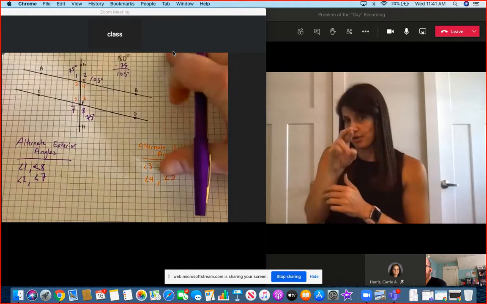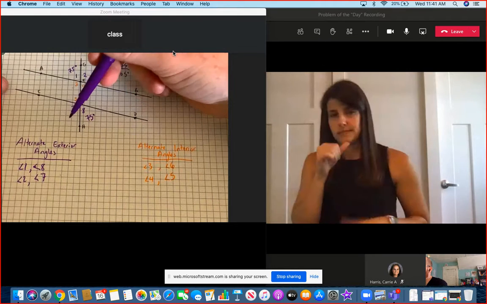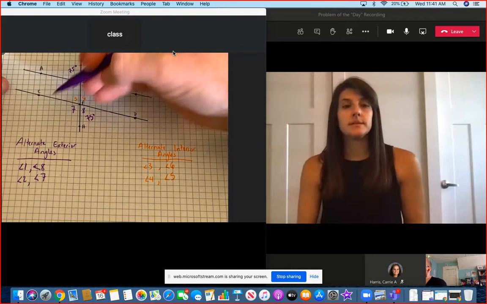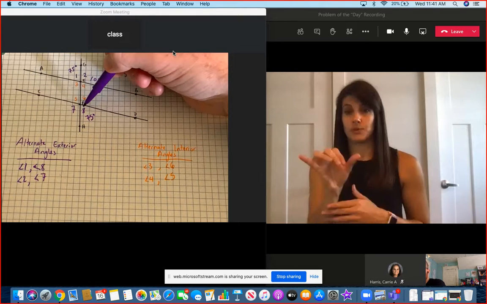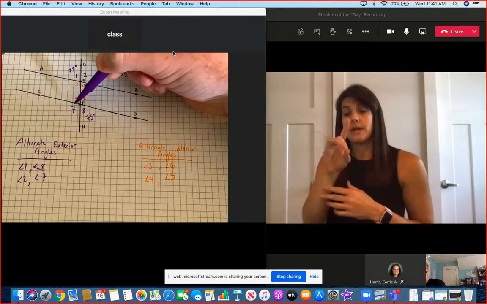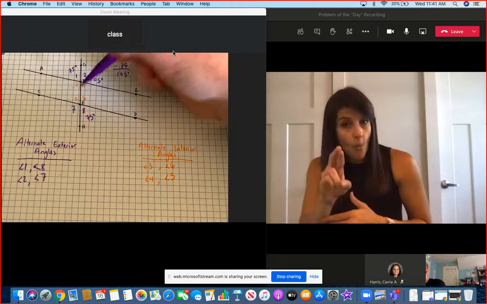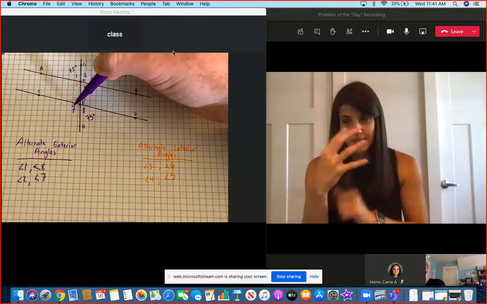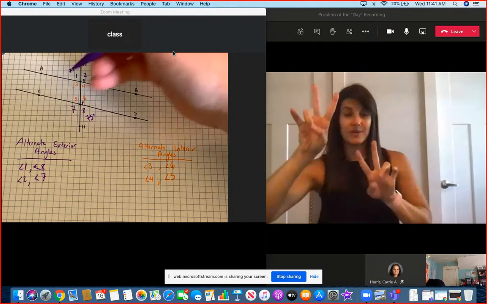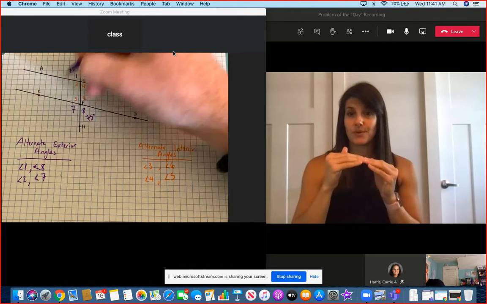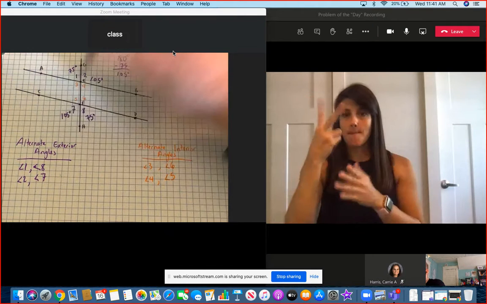We're just using knowledge of our angle theorems. So same thing here. I could do 180 minus 75 to find the angle 7, but I could just use my knowledge of alternate exterior angles. 2 and 7 should be the same measurement. So we would say that angle 2 and angle 7 are both 105 degrees.